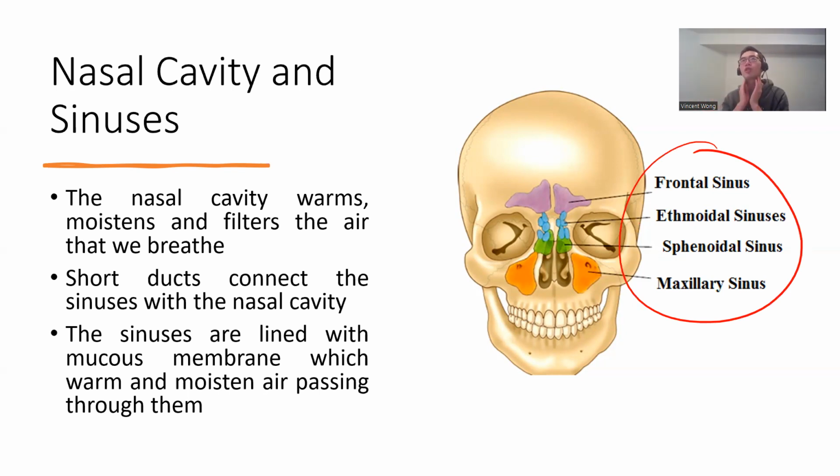Not only does your doctor check for swollen lymph nodes, sometimes they press here, here, and here, just down the middle to see if it hurts, right? If your sinus is infected or stuffed, that is a sign of infection. And the sinuses are lined with mucous membranes, which warm and moisten air passing through them.